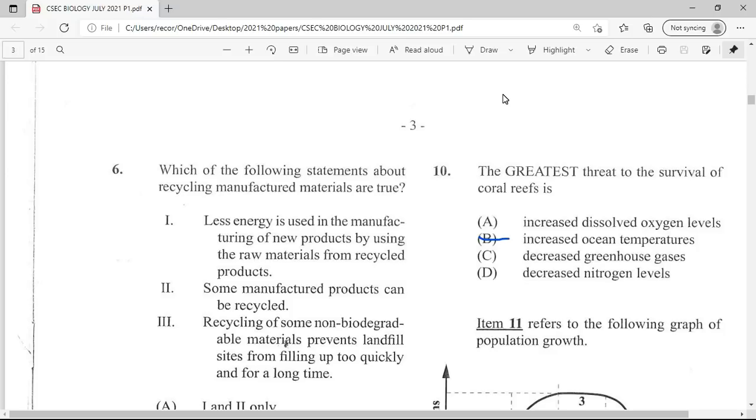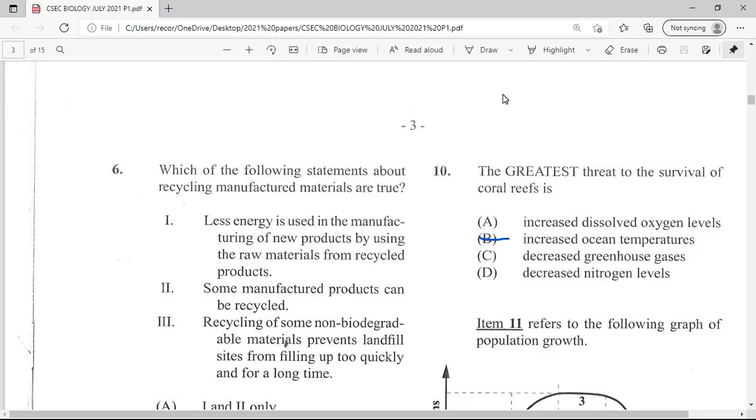Increased ocean temperature. I am sure of that, because the increased ocean temperature will cause coral bleaching, right? Where it will disrupt that relationship between the zooxanthellae and the coral. So you have coral bleaching taking place there, and eventually the corals die. Now, the decrease in greenhouse gases. The decrease in greenhouse gases, we are all vying for that. So if it was not a good practice, then we wouldn't be doing that. So no, that is out.